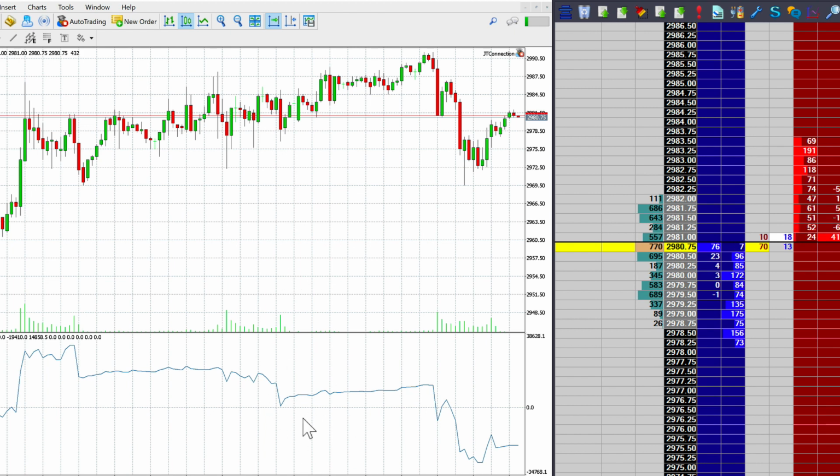But other than that, indicators for these kind of strategies are, I would go as far as to say, pretty useless altogether. The same really goes for regular price action.